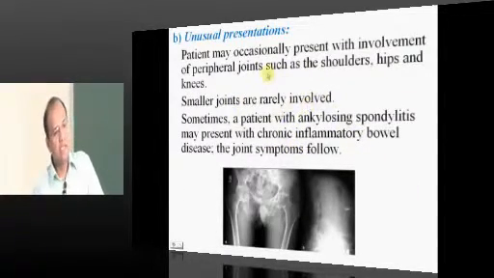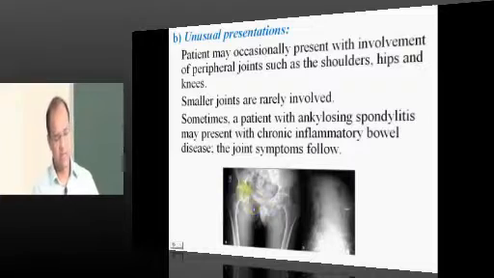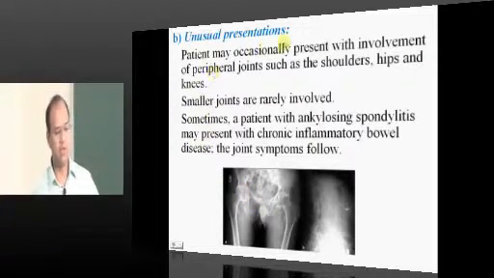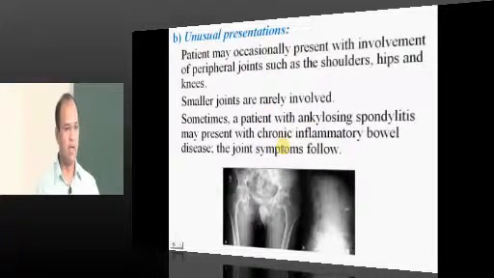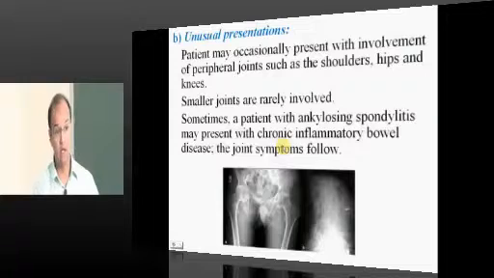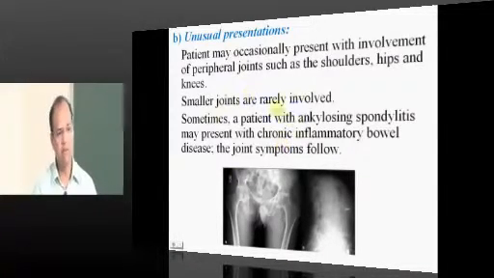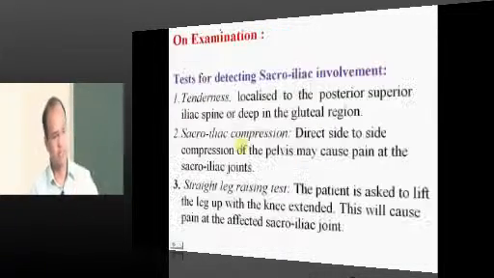Sometimes the sacroiliac joint and spine might not be affected. Usually the major joints like the hip joint, knee joint, shoulder joints are affected at times. That can be an unusual presentation, and sometimes they get an affection in the bowel, Crohn's disease and ulcerative colitis. They also have HLA-B27. So sometimes these patients can present to you with symptoms other than the spine problems.